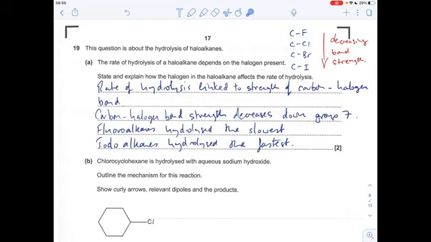So in terms of an answer, something like this. So the rate of hydrolysis is linked to the strength of that carbon halogen bond, and then the trend, the carbon halogen bond strength decreases down the group, and then just a couple of examples. I've just gone for the extremes. Fluoroalkanes are hydrolyzed the slowest, iodoalkanes are hydrolyzed the fastest.